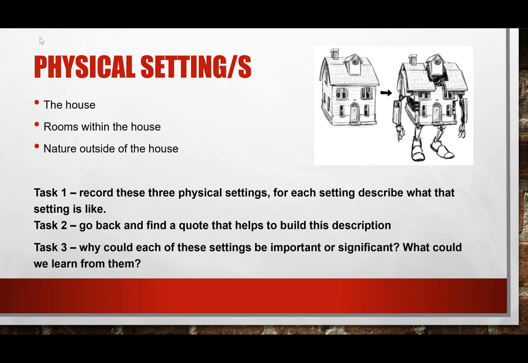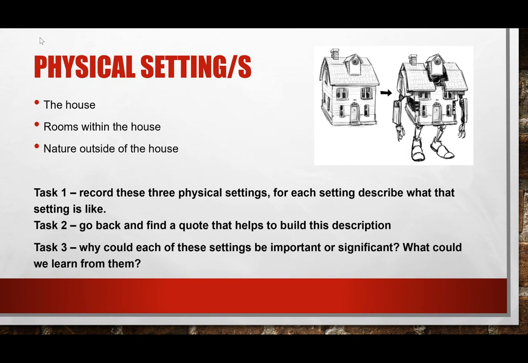So what I want you to do is to copy down those 3 settings. Then for each setting, describe what that setting is like. That should take you a sentence or 2. If you go with rooms within the house, you might want to break that down into the different rooms because they are different settings and different things happen in them and they are significant for different reasons. So I've just mentioned before what those different rooms are within the house, so just skip back and find that.